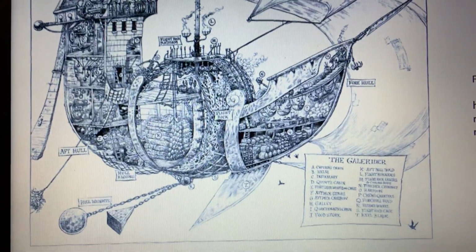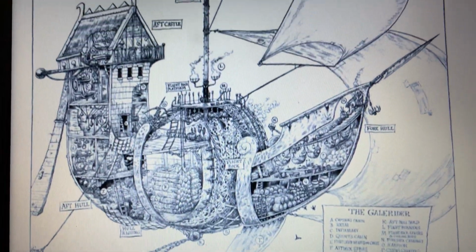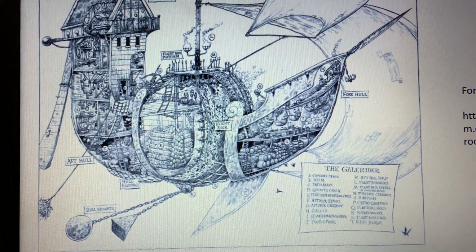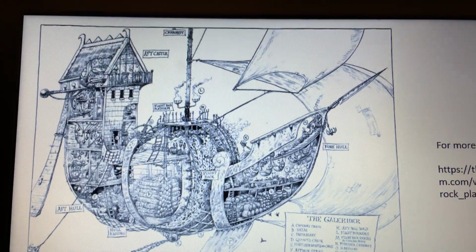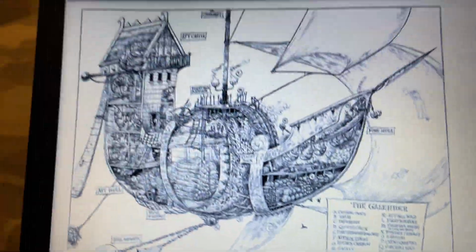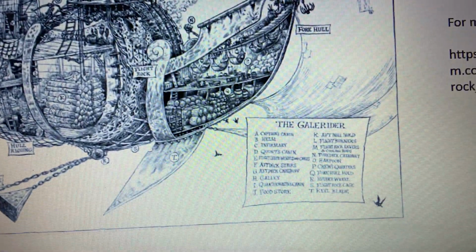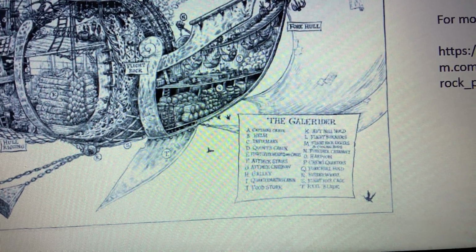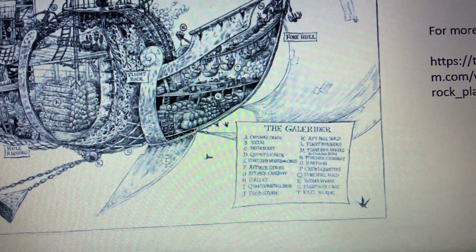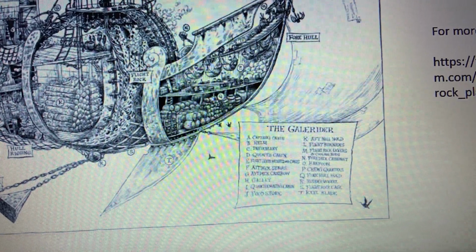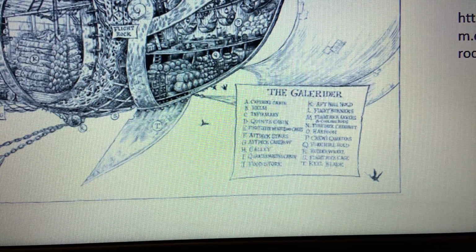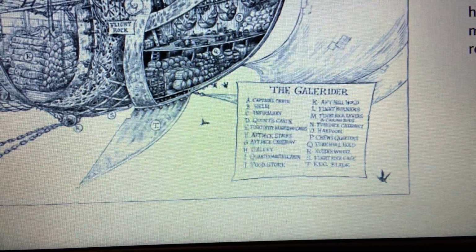Okay, so here we have an example of a Skyship. And I love this picture. I think it's really detailed, and this is actually from a novel, and I'm going to direct you to the webpage, and it's called the Gale Rider. So this ship is called the Gale Rider, and on it it's got labelled all the different parts. We've got the captain's cabin, the helm, the infirmary, Quint's cabin. Quint is one of the characters of the book. It's the Edge Chronicles. We've got the galley, the food store, the crew's quarters.